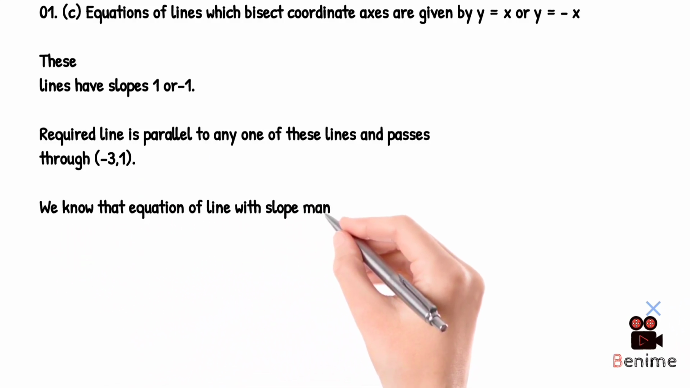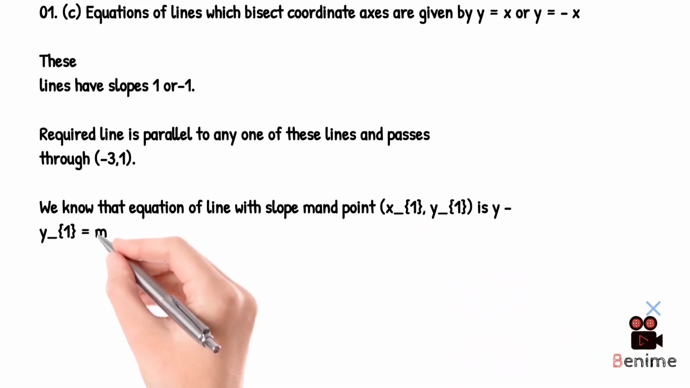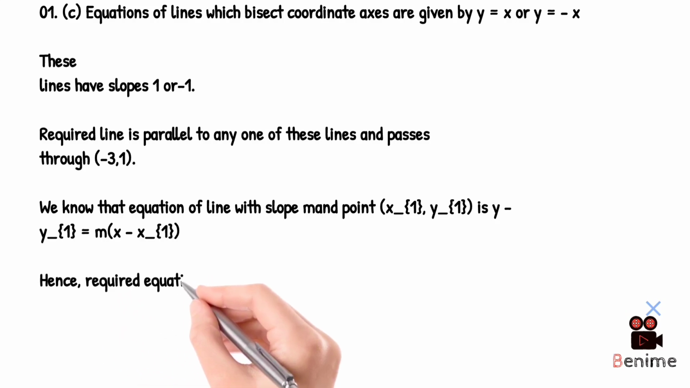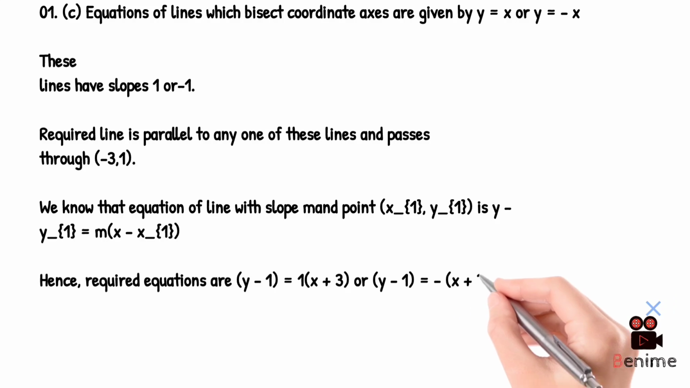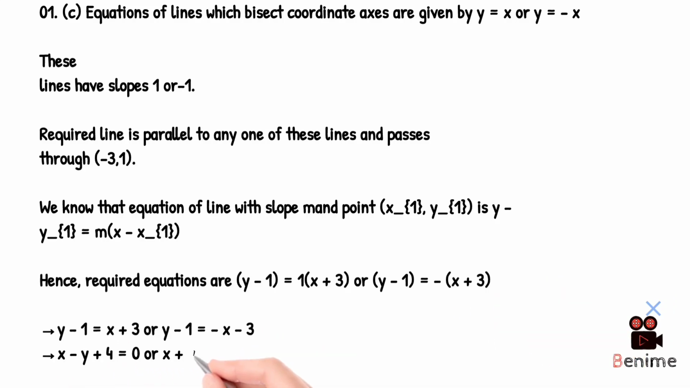Hence, the required equations are y minus 1 equals 1(x plus 3), or y minus 1 equals -1(x plus 3). This implies y minus 1 equals x plus 3 or y minus 1 equals -x minus 3. This implies x minus y plus 4 equals 0 or x plus y plus 2 equals 0.